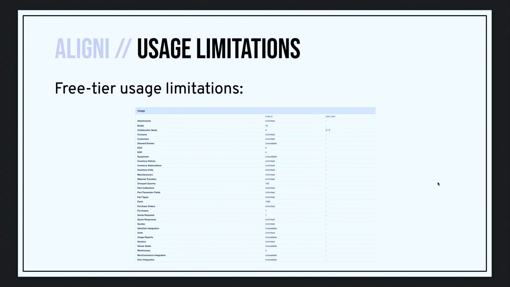A couple usage limitations on the Aligni side. So the free public tier, one of the big things to point out is it's limited to 1,000 parts. So if you know that you're going to be doing designs with a lot of parts, or you have a parts library that's bigger than 1,000, you can definitely upgrade to a paid Aligni workspace, but just a note on the limitation for the free tier.